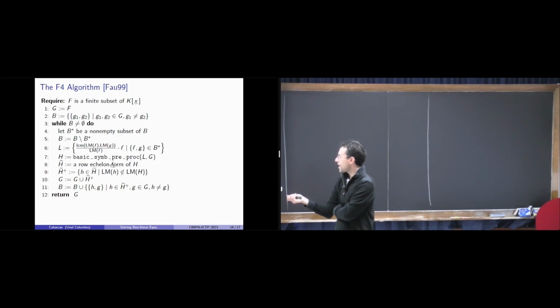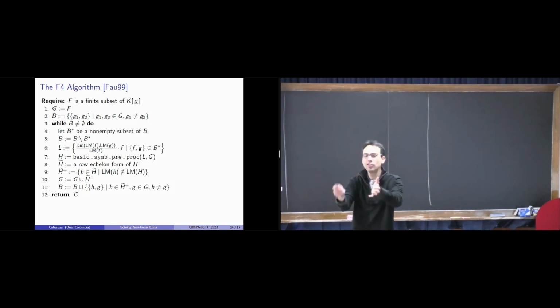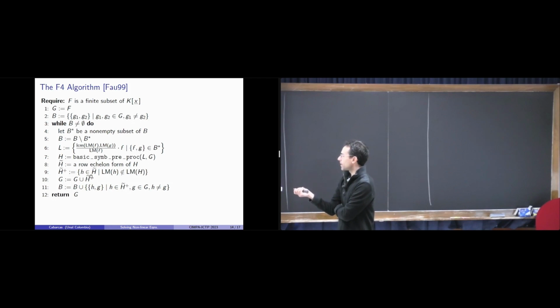Next, we compute an echelon form of H, and we call that H tilde. And then we select from H tilde all the polynomials whose leading monomial is not a leading monomial in H. So in H tilde plus, we keep only the ones that are new leading monomials. Finally, we add the polynomials in H tilde plus to our basis, and we consider every single pair of elements from the new polynomials in H tilde plus and the old polynomials in G.